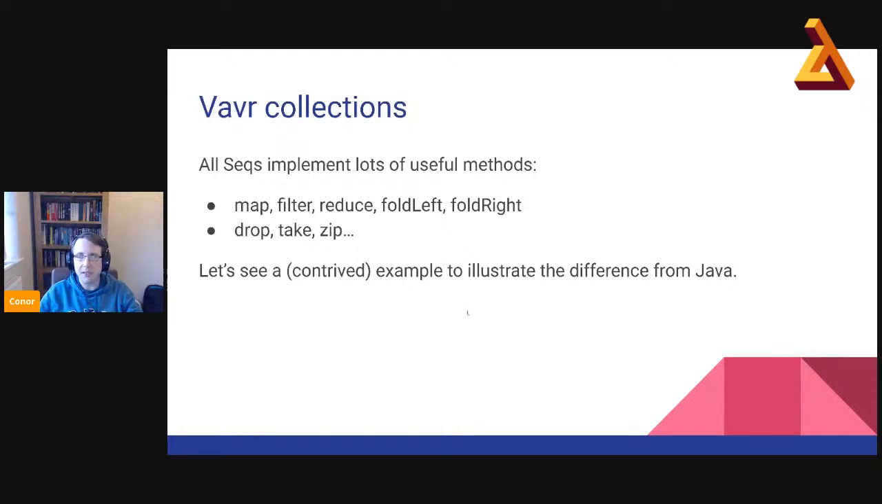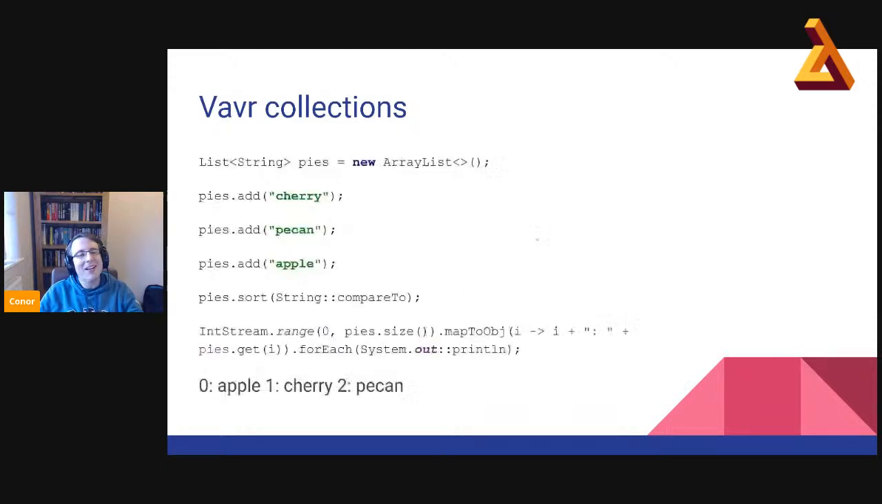I mean, this is a completely contrived example. No one would really want to do this in real life, but it's my presentation, so I can do what I like. So this is Java 8. I want to make a list of pies, and I want to order them based on how much I like them. And conveniently, how much I like them is in alphabetical order.